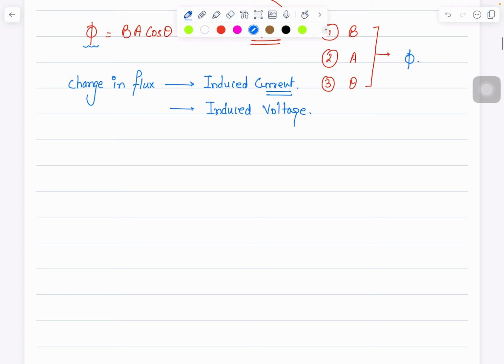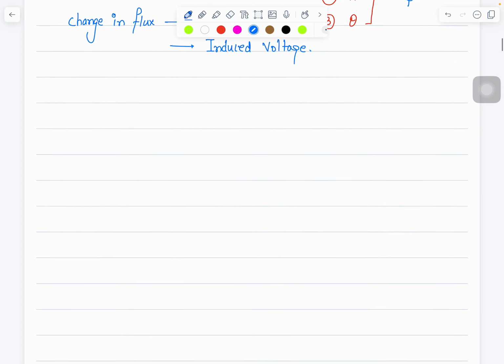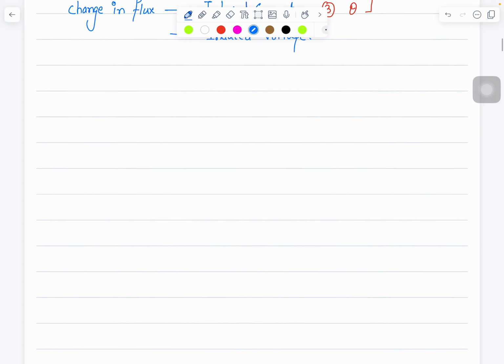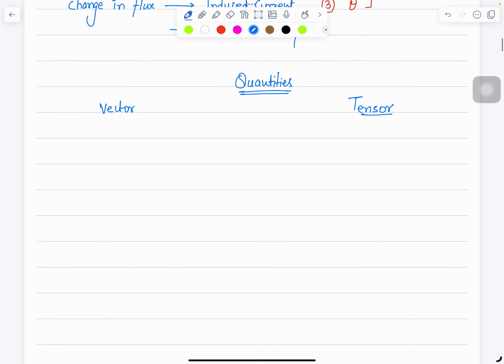So flux is equal to BA cos theta. In this I need to add something which is very, very important. You should know the word quantities. We have the word vector and we have a word called tensor. Why am I going to explain this? After 5 minutes you will understand, because I need to relate this with the cases of magnetic flux.